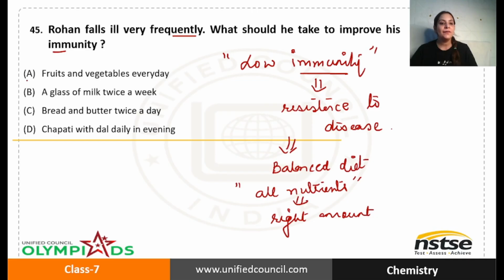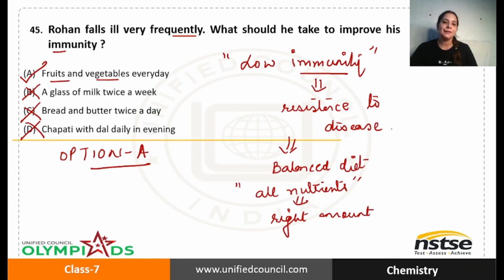Fruits and vegetables every day. Yes, true, because fruits and vegetables contain lot of minerals and vitamins which are required for a body, so that he can have good immunity, good resistance to disease. A glass of milk twice a week? No. Bread and butter twice a day? No. Chapati and dal daily in the evening? No. So here the correct answer is option A. That is fruits and vegetables, because they have got lot of minerals and vitamins required to raise our immunity.